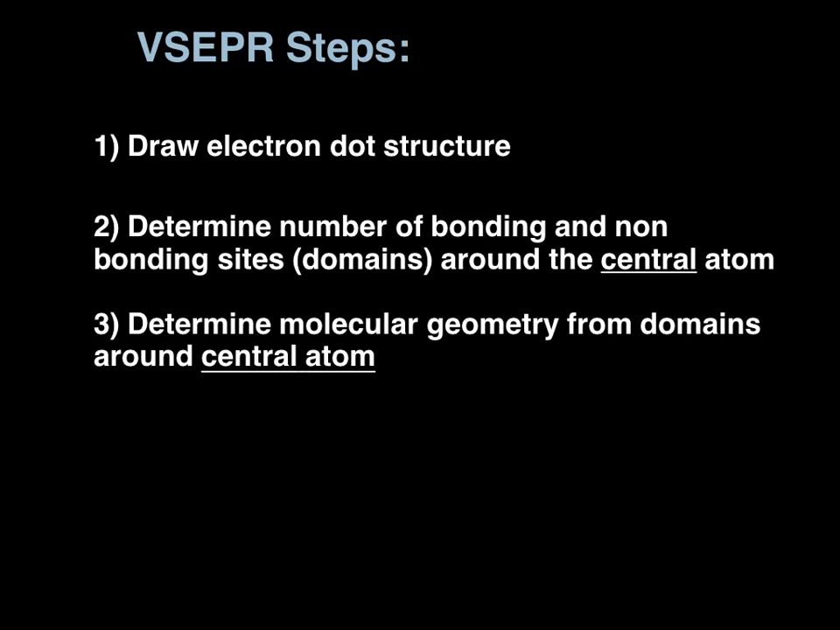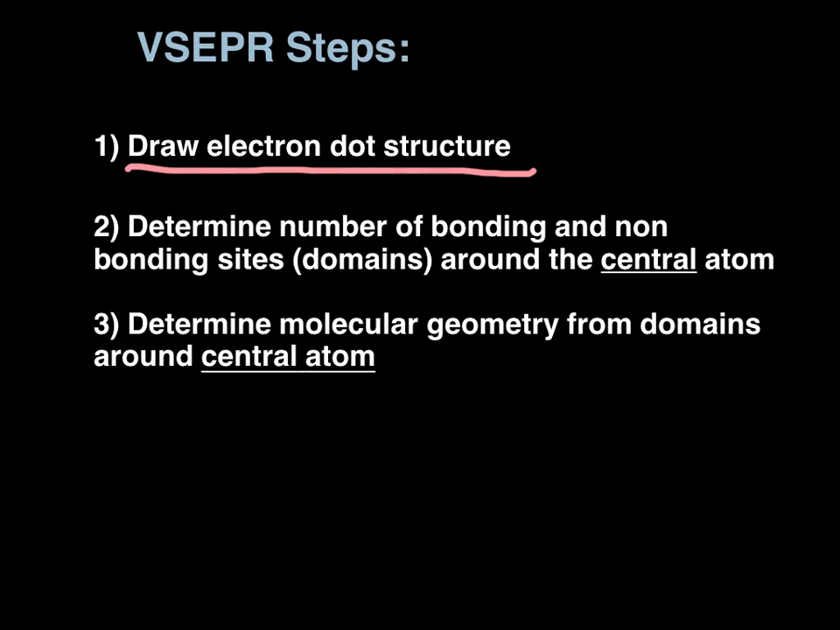There really are just three steps that we need to know for VSEPR. The first one is to draw the electron dot structure, and this is for covalent compounds only. If you don't know how to draw the electron dot structure, then you need to stop this video right now and go back to the one that's called molecular structures. That goes through how to do the electron dot structure.